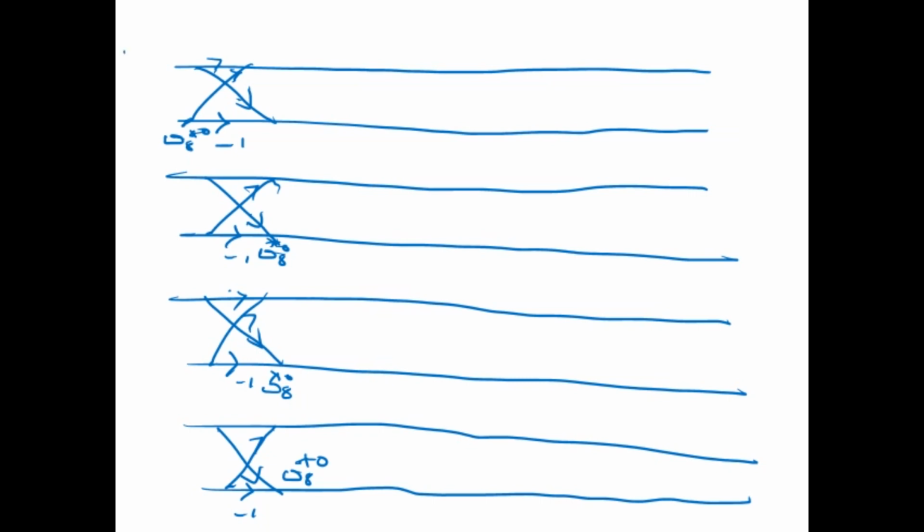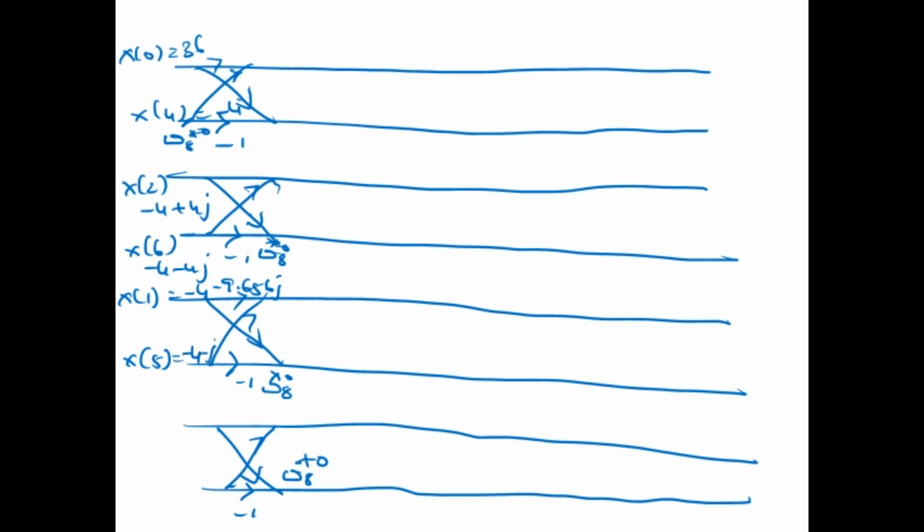So x of 0 is 36, x of 4 is -4, x of 2 is -4 plus 4j, x of 6 is -4 minus 4j, x of 1 is -4 minus 9.656j, x of 5 is -4 minus j 1.656, x of 3 is -4 plus 1.656j, x of 7 is -4 minus j 9.656.